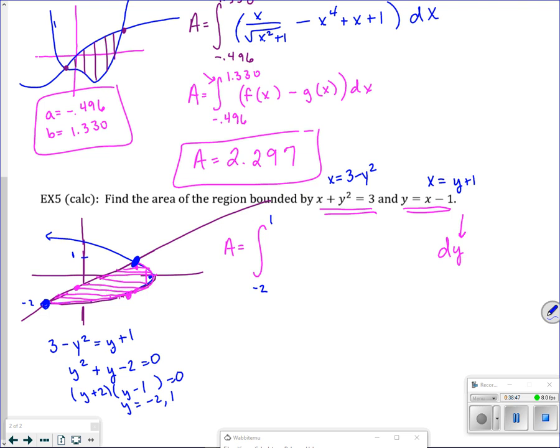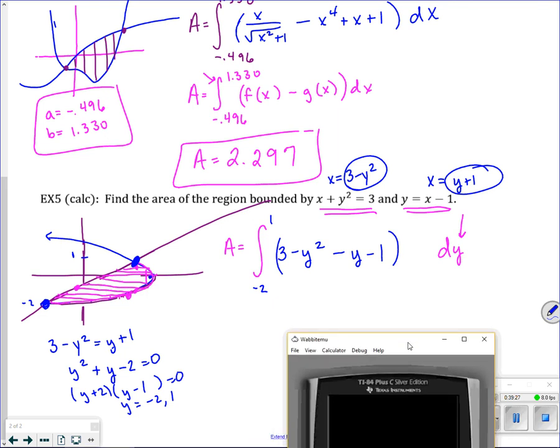Now, as far as finishing the integrand, what am I going to do? Right minus left. Which one of those curves was on the right? It was this one. So 3 minus y squared, and then I'm going to do minus this. And like I said, you can either put parentheses, or I like to go ahead and distribute. And then I would go from there. Obviously, this is where I said, okay, I'll be lazy and actually use the calculator. I'm not saying you couldn't type that in, or couldn't do that integration by hand. You could, if you had to.